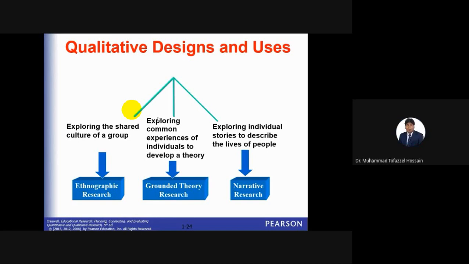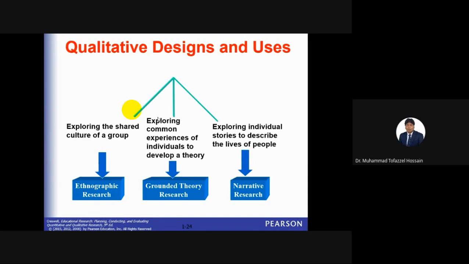So many grounded people, so we have to come to a particular theory. So many people from a group, you can come out with a general theory of the problems that they are facing. So maybe psychological, maybe financial, whatever you are getting. This is from the ground. You do not know what will come out.